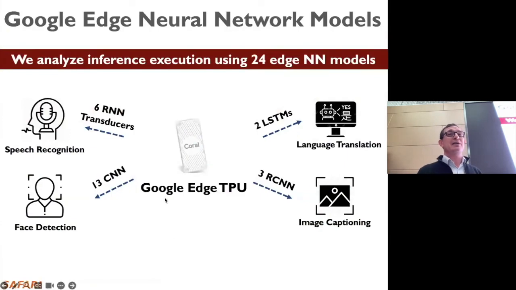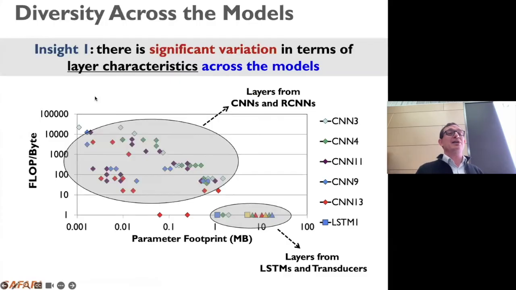Essentially, we analyze a lot of workloads that are used in the field, and we try to understand the diversity across the models, and we found there's significant variation in layer characteristics across these different models. If you look over here, the parameter footprint of these models is very high, and the arithmetic intensity, how many operations you do on a given byte, is very low. So these are very memory-intensive models, whereas there are other models where the arithmetic operations are a lot and the memory parameter footprint is very low.